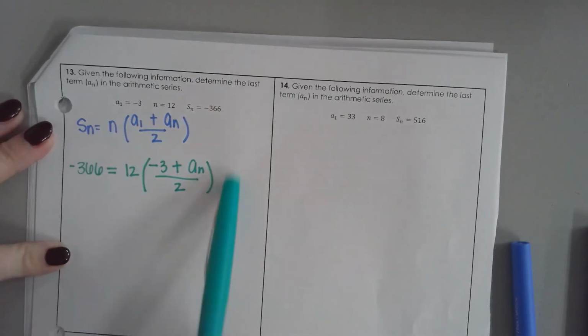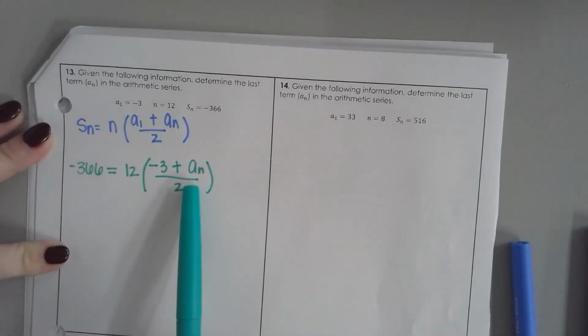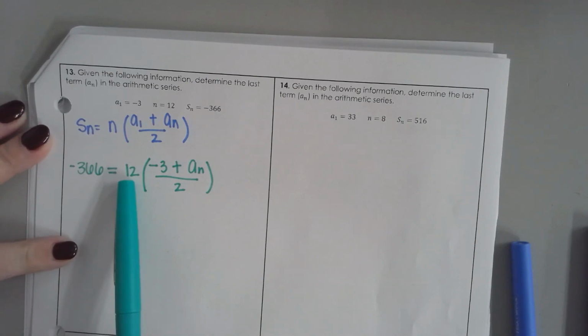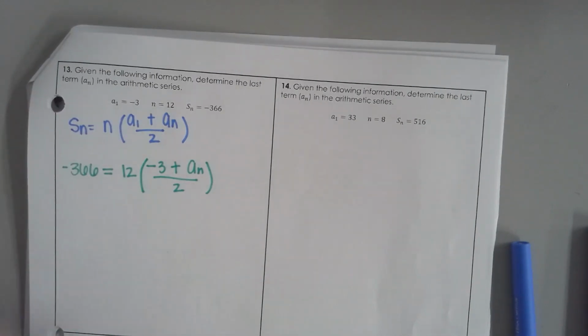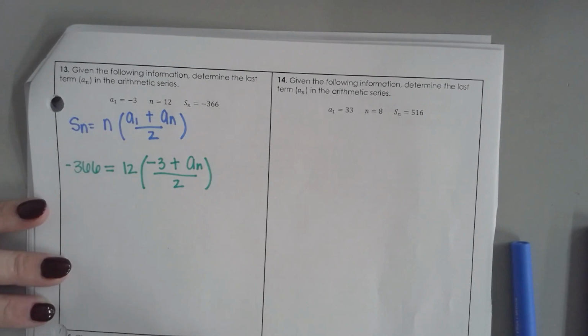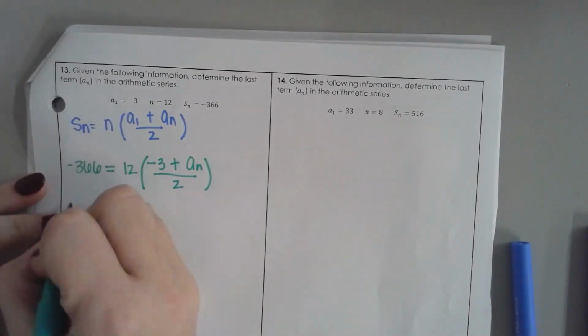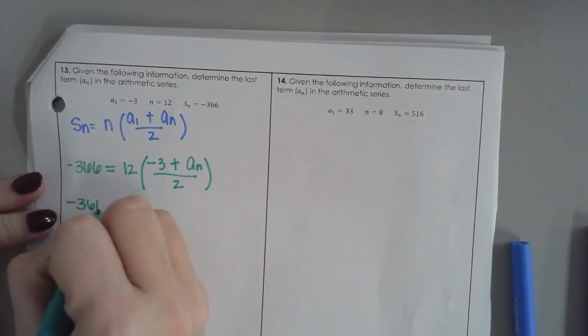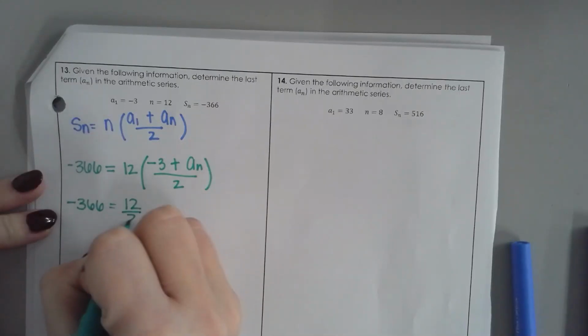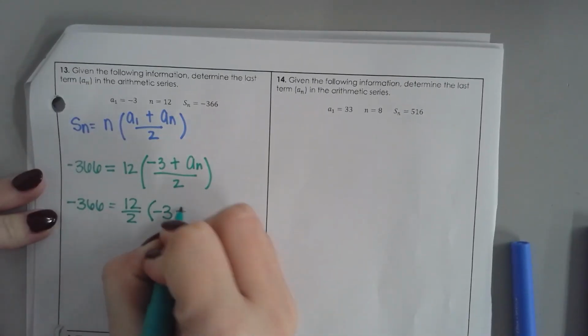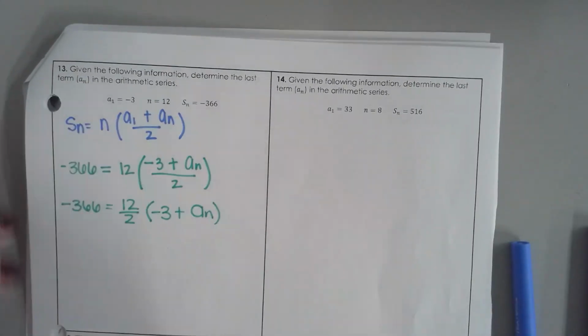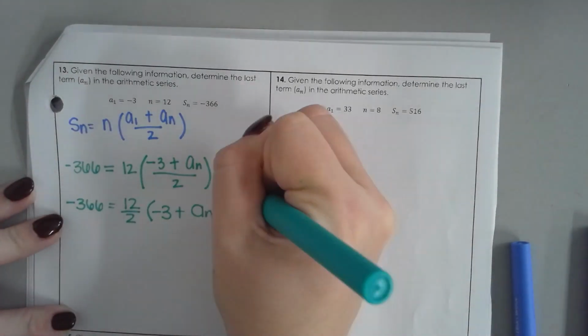This fraction, you can actually move this 2 to be under the 12. Or you can go ahead and divide 12 by 2. So like, for example, if you want to rewrite it like this, 12 over 2 times negative 3 plus AN. Those are the same thing.